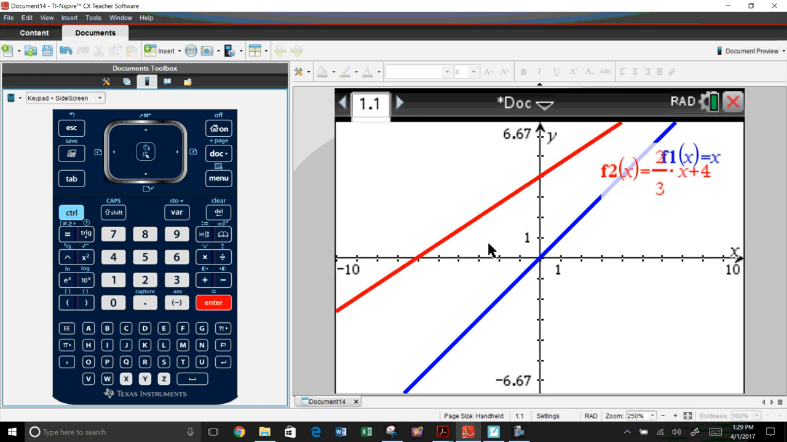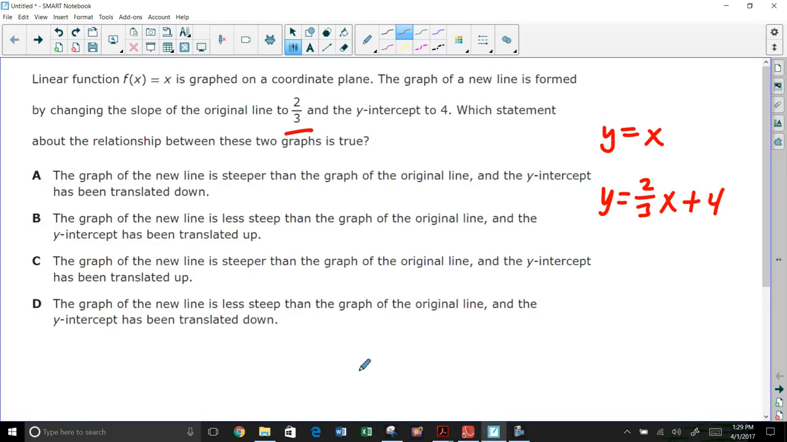So looking at it, it looks like the slope is less steep because this one is a little bit flatter than this one. And then my y-intercept, where it crosses the y-axis, it went 4 up. So what we'll do is we'll read the choices and see which one makes the most sense. So looking at the choices, I think B would be the correct answer.